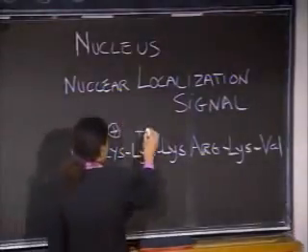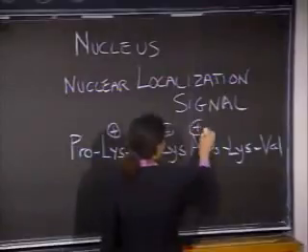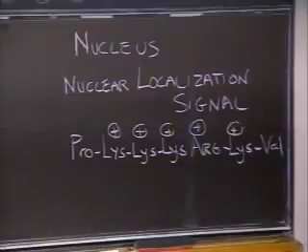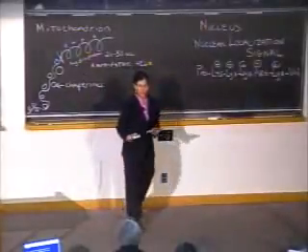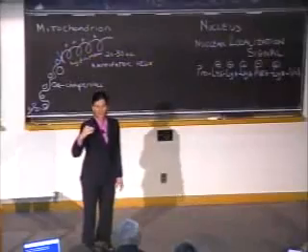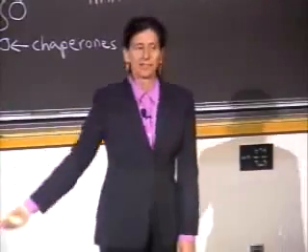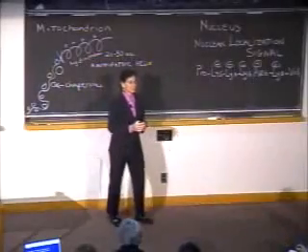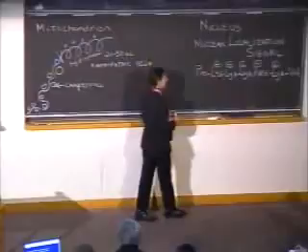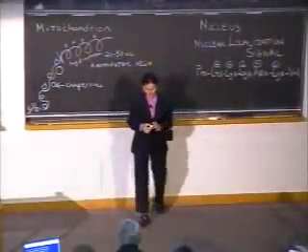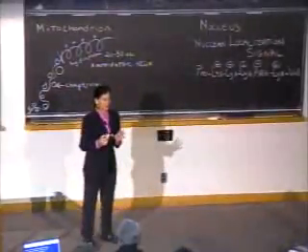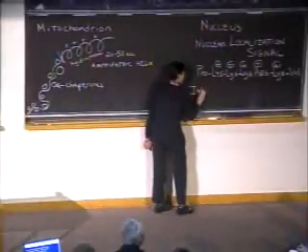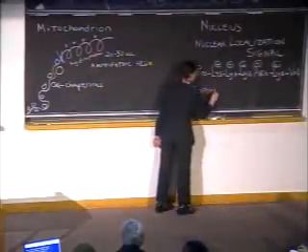Positive charge, positive charge, positive charge, positive charge, positive charge. This signal can be anywhere on the protein. It can be at the beginning, it can be in the middle, it can be at the end. It's got to be contiguous. It has to be somewhere on the protein. It's recognized by a protein called an importin, because it imports it into the nucleus. An importin.